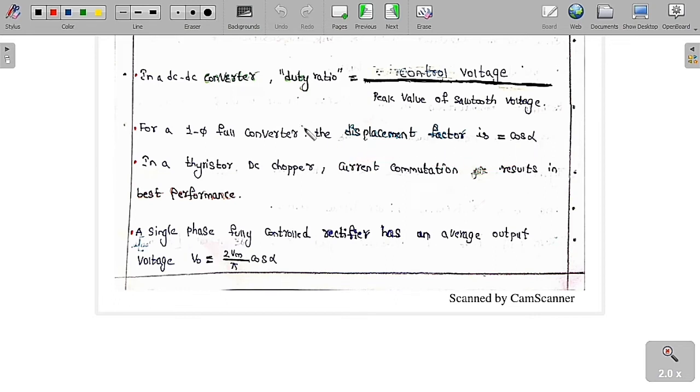I have already told you, in a single phase full converter, the displacement power factor is equal to cos alpha. Whereas in a single phase semiconverter, the displacement factor is cos of alpha by 2.